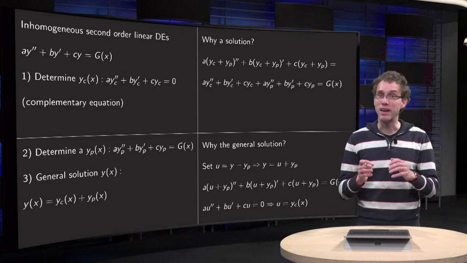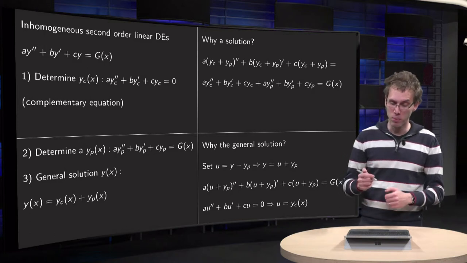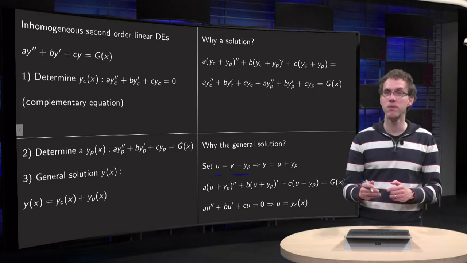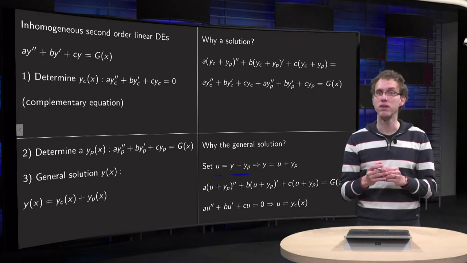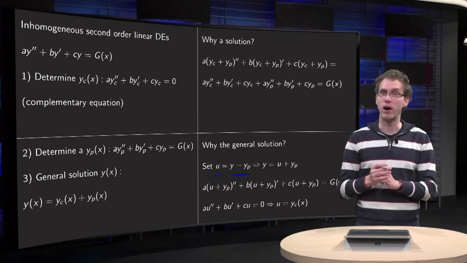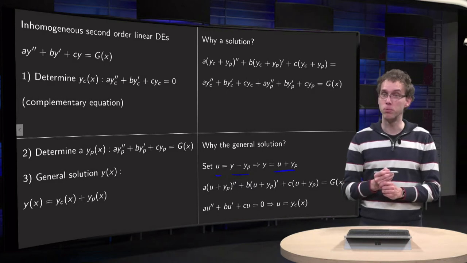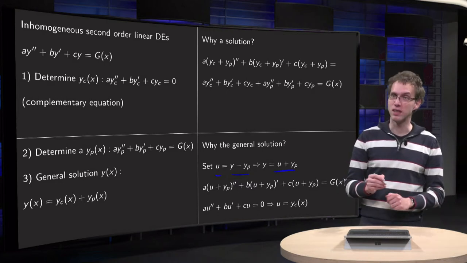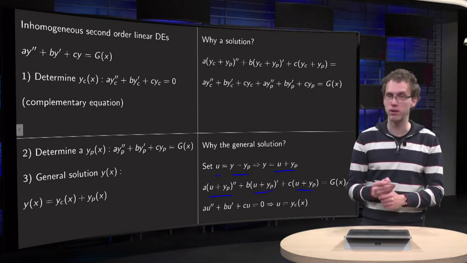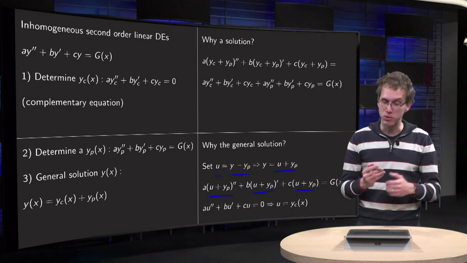So why is it the general solution? Why can't we find more solutions than that? Well, in order to see that, we set u equals y minus yp. So suppose we have found our yp, we now define a new u equals y minus yp. We don't know the y yet, but that doesn't matter because we know y equals u plus yp. Substitute that into our differential equation. So we have a times u plus yp double prime and so on over here. We know that that has to be equal to g of x.